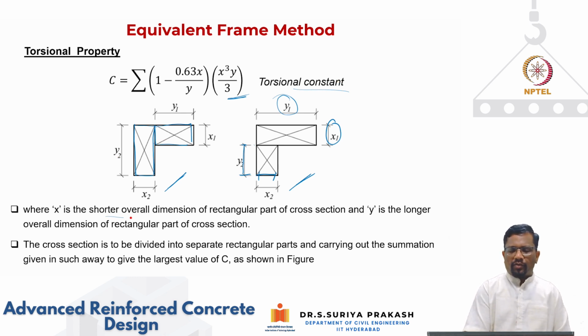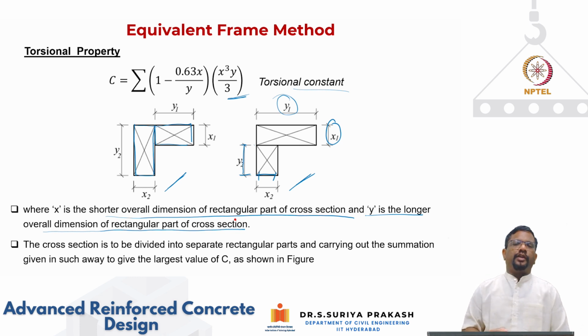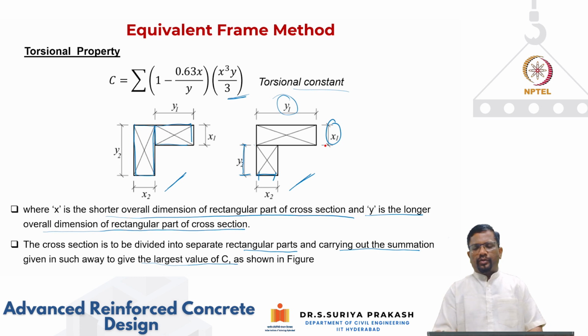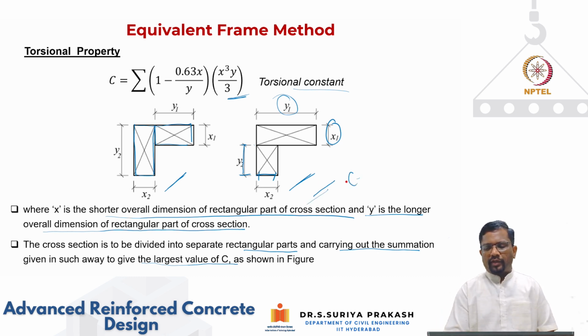So what are x and y? x is the shorter overall dimension of the rectangular part of the cross section, and y is the longer overall dimension of the rectangular part of the cross section. The cross section has to be divided into separate rectangular parts, carrying out the summation in such a way as to give the largest value of C, as shown in the figure. In this case, if your x1 is greater than x2 because x1 has the longer y1, then this configuration will give higher C. You will have a larger C value. So in that way, we have to discretize.